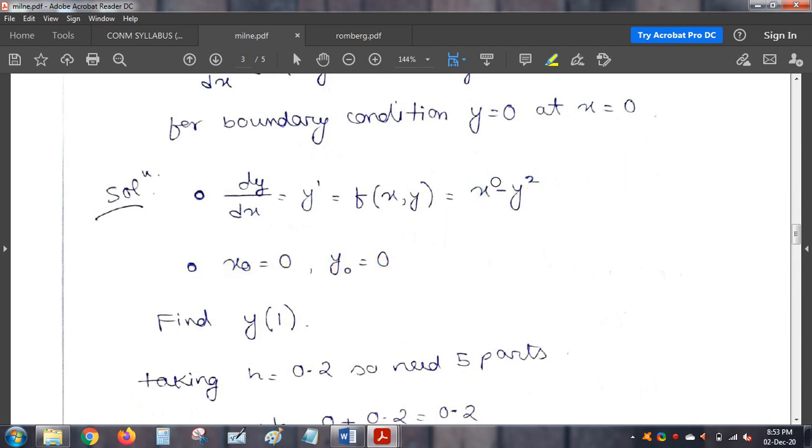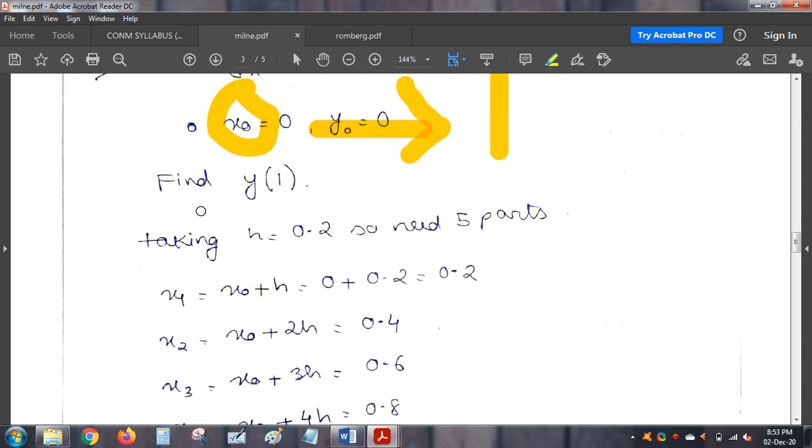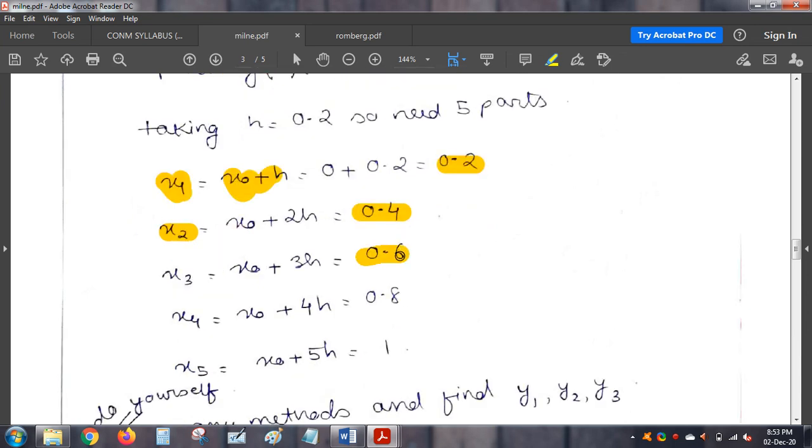You are asked to find out at y1. So as per the Milne's formula, what you have to do? You have to divide your 0 and 1. From 0 to 1 you need to reach, no? So you have to divide them in at least 4 parts. So for your sake I am dividing it into 5 parts, and let's see how it works out. Since I need to divide into 5 parts, my h will be 0.2. Hence x naught was 0. What is x1? It is x naught plus h, so it is 0.2. Then what is x2? This plus 0.2, which is 0.4, 0.6, 0.8, and ultimately in the fifth part I am getting my 1, which I need to calculate.